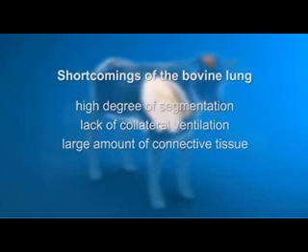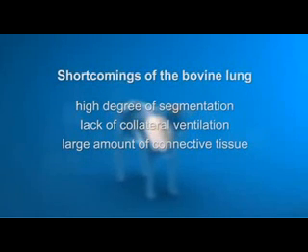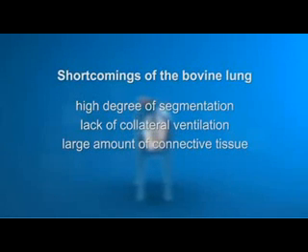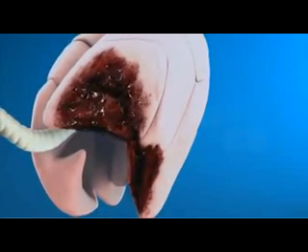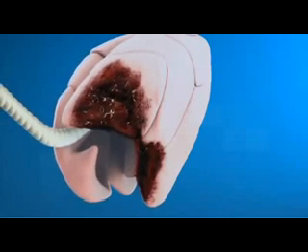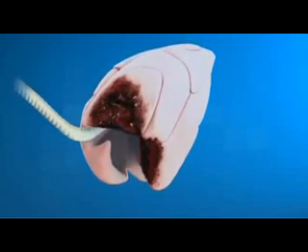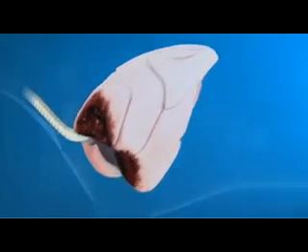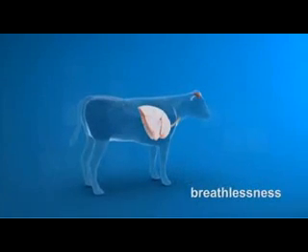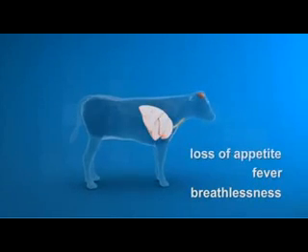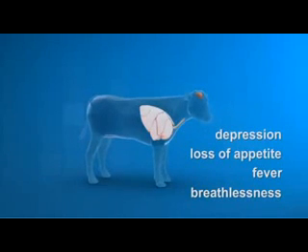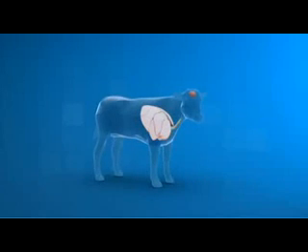Other peculiarities of the bovine lung, such as a high degree of segmentation, a lack of collateral ventilation, and a large amount of connective tissue, are reducing the lung's ability to cope with invading pathogens and the resulting inflammation. Once the lung is infected, inflammation and bacterial toxins cause lesions to develop, leading to severe and often irreversible damage to functional lung tissue. The result is the appearance of the telltale symptoms of BRD, such as breathlessness, fever, loss of appetite, and depression. The economic impact of bovine respiratory disease is enormous.